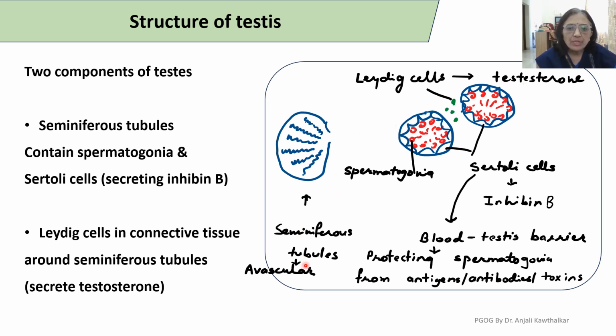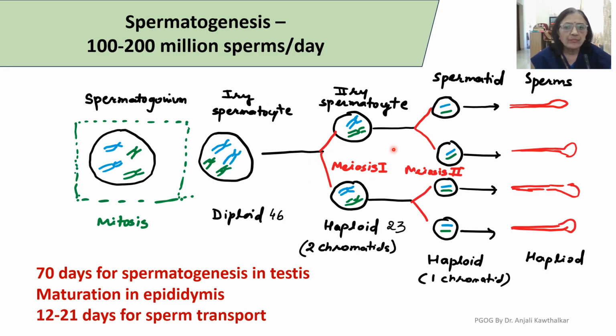These seminiferous tubules are avascular, and the Sertoli cells form a blood testis barrier, almost on the lines of the blood-brain barrier. Because of the formation of this barrier by the Sertoli cells, protection is provided to the sperms from various antigens, antibodies and toxins. In spermatogenesis, around 100 to 200 million sperms are produced per day in the testis.